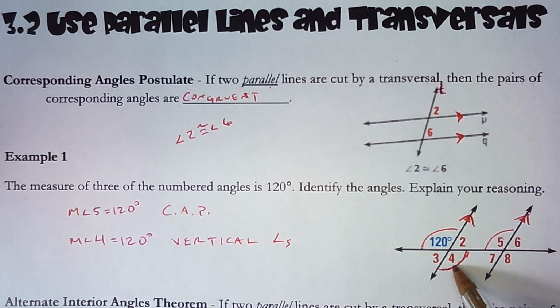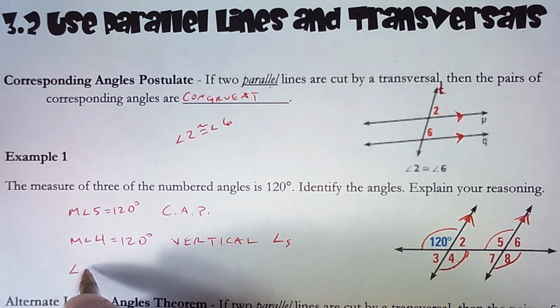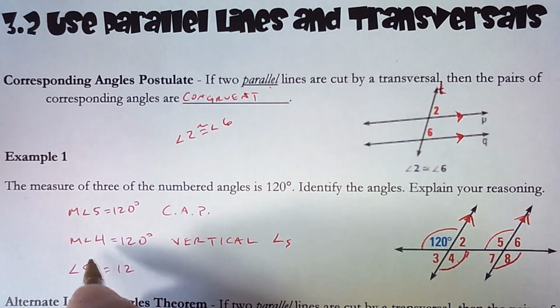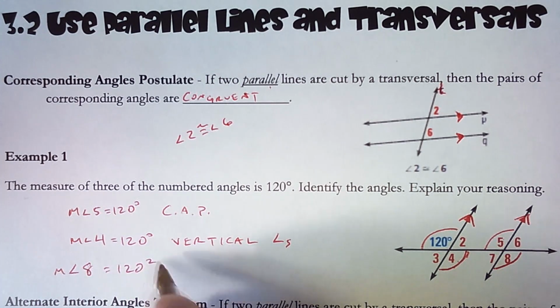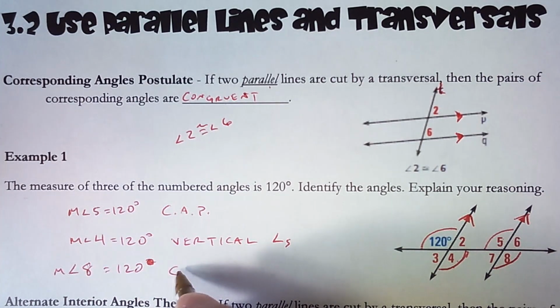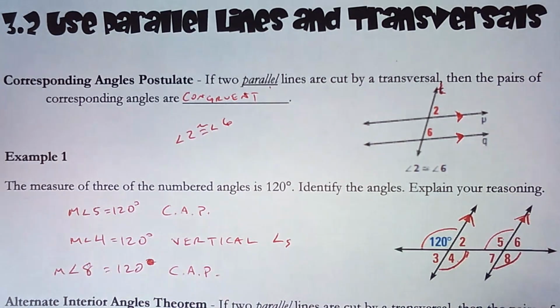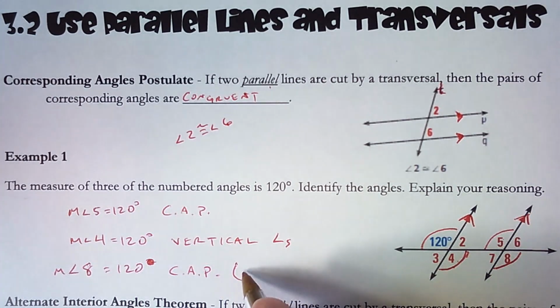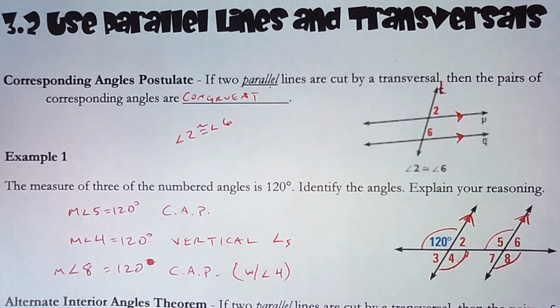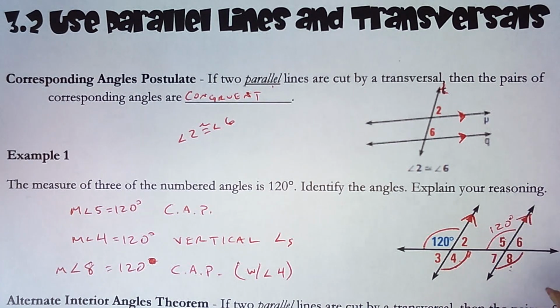So now I'm in a bottom right position, and over here, angle 8 is also in a bottom right position. So that's a pair of corresponding angles. So angle 8 is 120 degrees. The measure of angle 8 is 120 degrees. Because of the corresponding angles postulate, and I'm going to make a note here that it's corresponding with angle 4. I could also have used vertical angles as my reason for this because angles 5 and 8 are vertical, and since I know this is 120, this must also be 120 degrees.